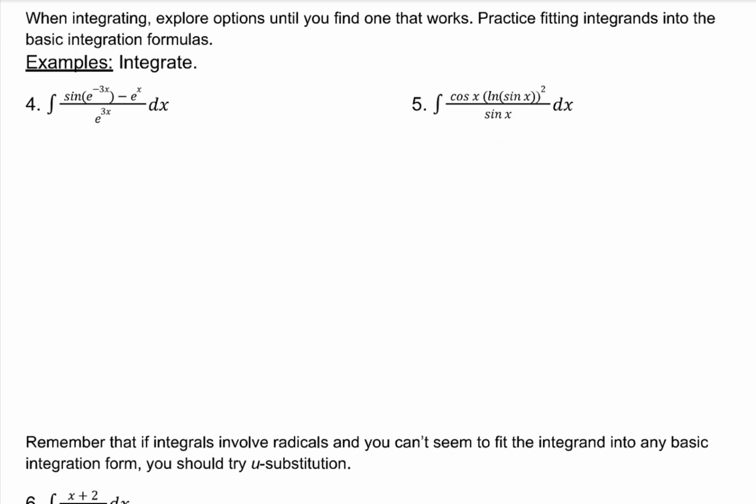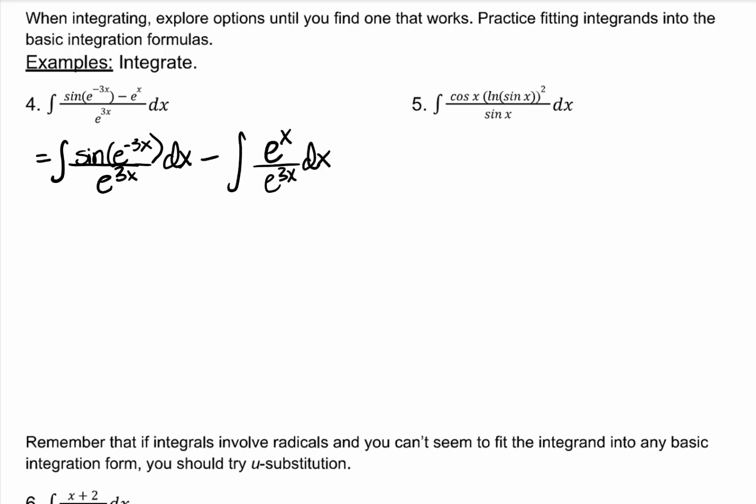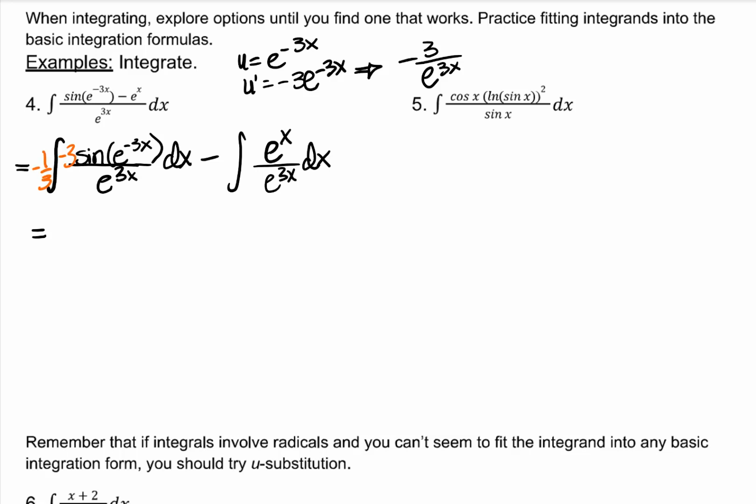For number 4, we have a fraction, but our denominator is a monomial. So I'm going to divide each term in the numerator by that monomial. For the first one, I want to see if I have sine u prime in my integrand. Hey, look at that. We're just missing the -3 in the numerator. Now we have sine u prime in the integrand, so the integral of that is cosine of u.